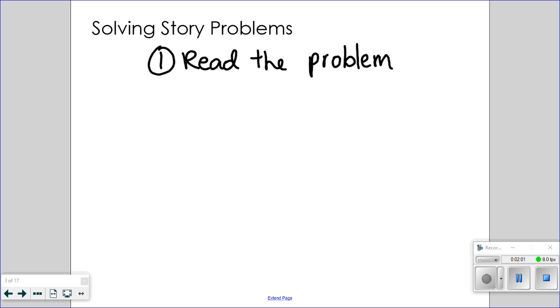It's blue math. That makes sense. If you've got to solve a story problem, you probably got to read it. Read. We got to know what the problem is.